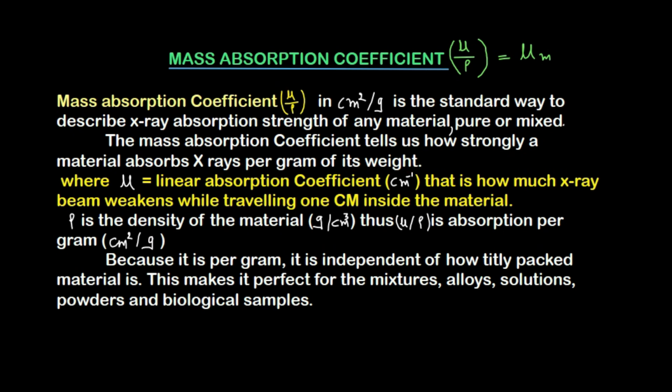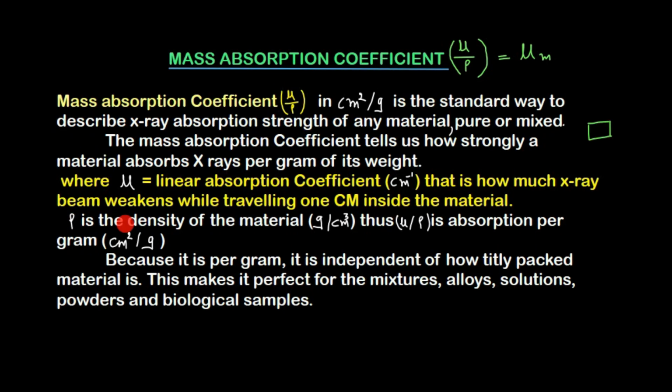Alternatively, we can say the mass absorption coefficient tells us how strongly a material absorbs X-rays per gram of its weight. This is very, very important: per gram of its weight. This we will use in solving the numericals based on the mass absorption coefficient, right? In the formula, mu is the linear absorption coefficient, and its unit is centimeter inverse, right? This is how much the X-ray beam weakens while traveling 1 centimeter inside the material.